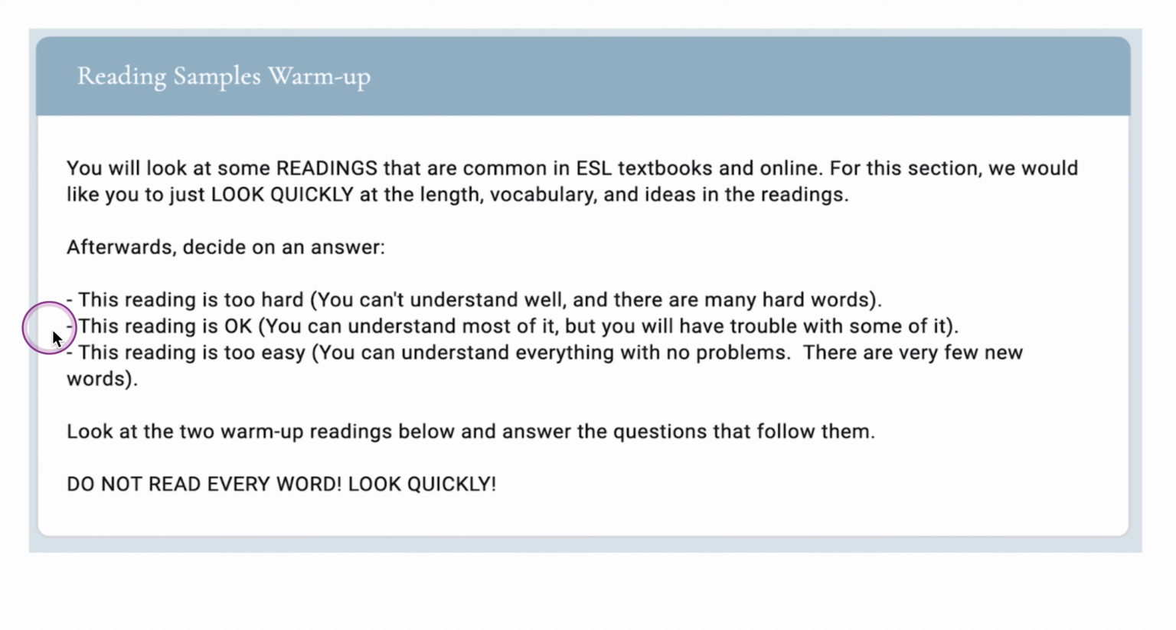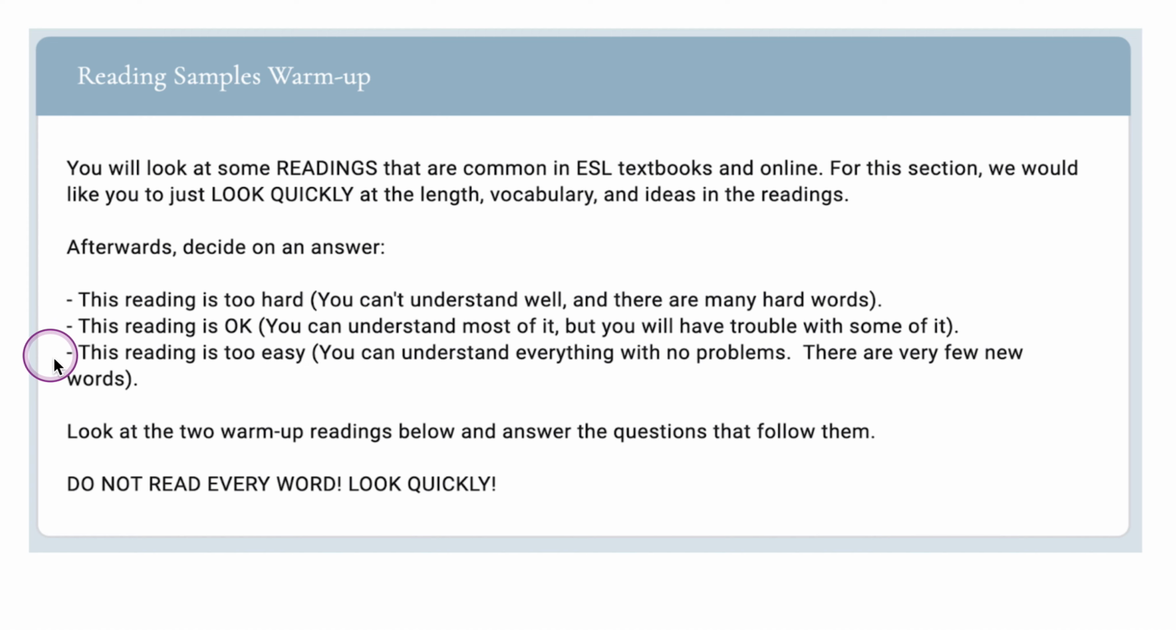If you choose this reading is okay, it means you can understand a lot of it, but not all of it. You can understand around 60%, but you still have some trouble with it. There are some words you don't know. If you choose this reading is okay, it means you think this reading is the best level for you to study.